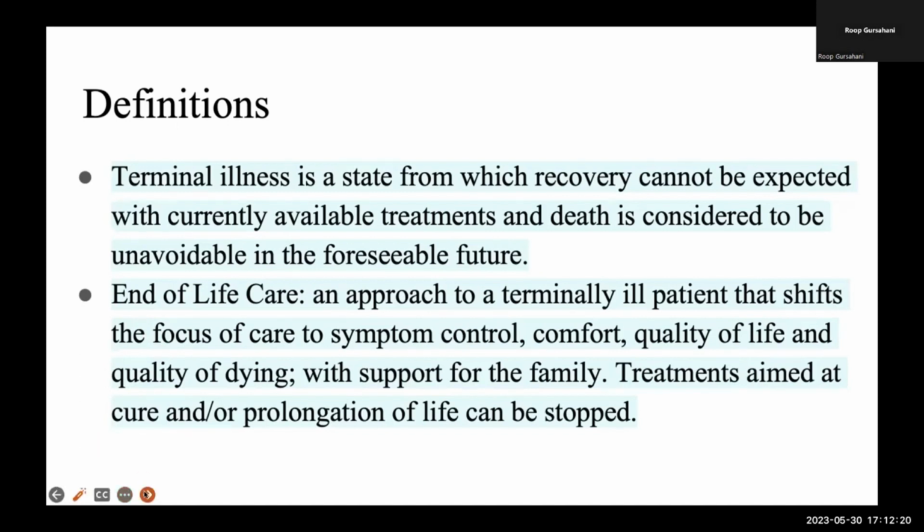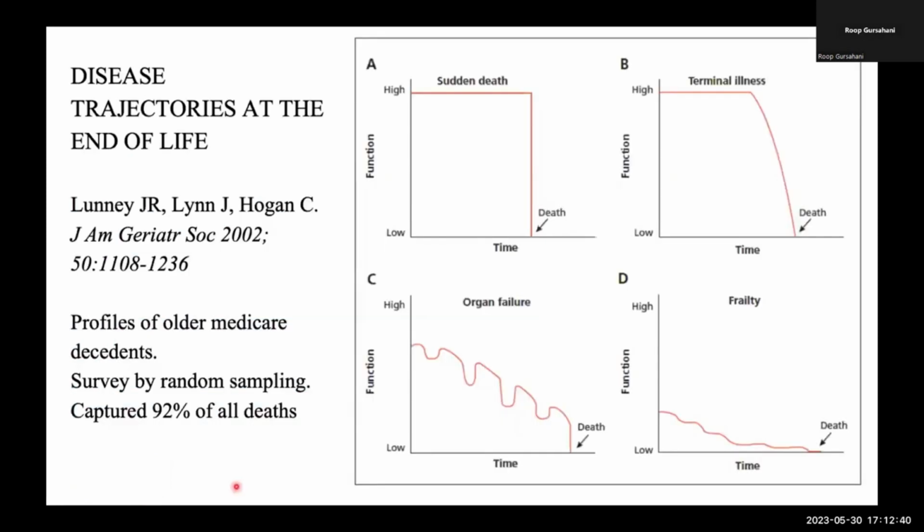But I put to you the question, what about somebody with dementia, where we know 3, 4, 5 years in advance that this individual is going to die from this disease? When do we start end-of-life care? When do we call it a terminal illness? Those are difficult questions, and we don't really have easy answers to them. So one of the starting points is to discuss the disease trajectories at the end of life.